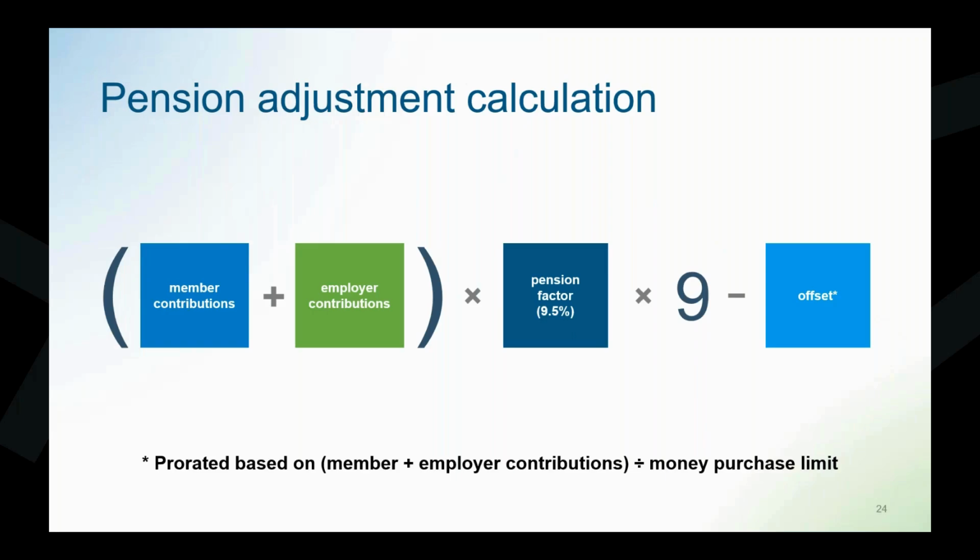The pension adjustment calculation is based on the sum of member and employer contributions multiplied by the pension factor of 9.5%, multiplied by 9, minus the offset. The $600 offset is prorated by the total member and employer contributions divided by the money purchase limit for that year.